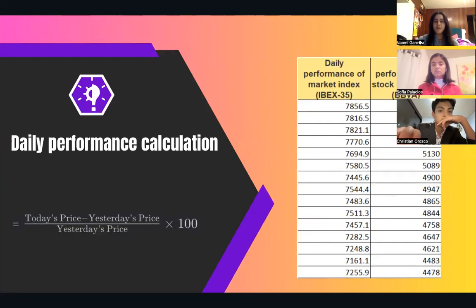Next, with the data we researched, we calculated the daily performance for both the index and the stock. The daily return was obtained by using this formula: today's price minus yesterday's price, divided by yesterday's price, times 100.